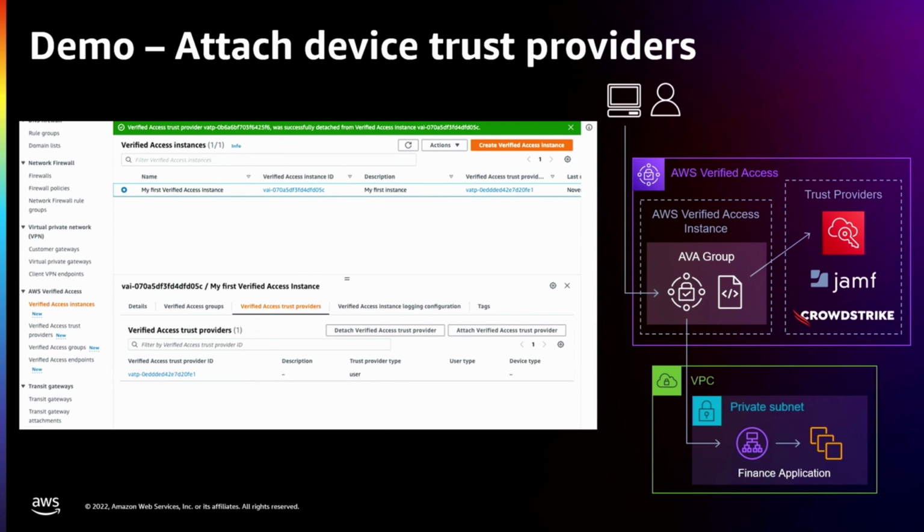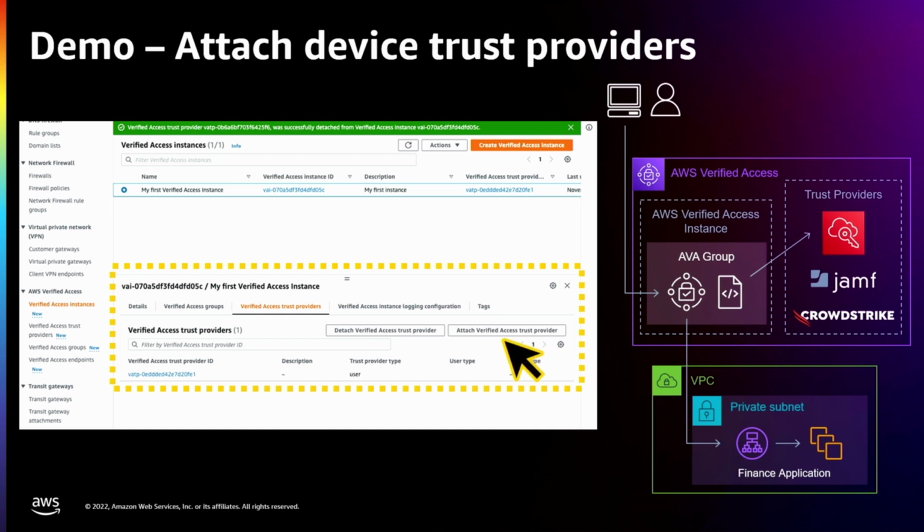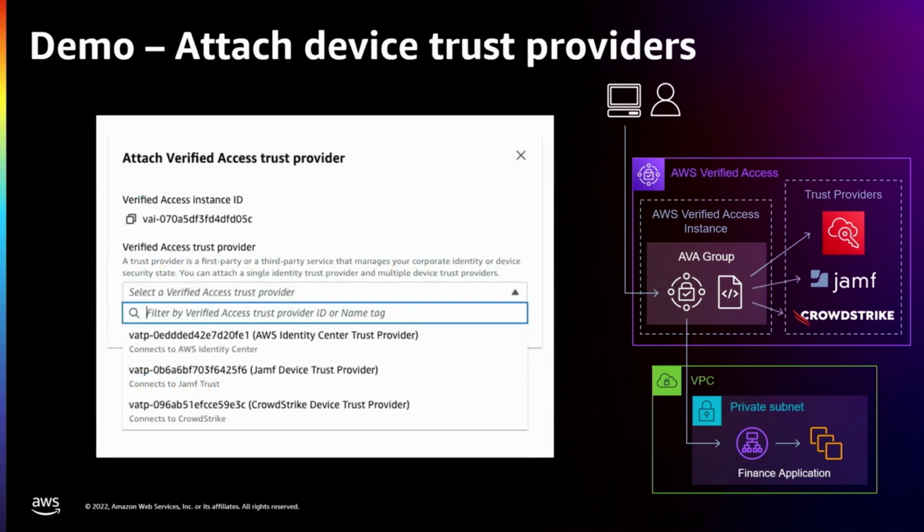Now I need to attach these trust providers to my instance. So I'm going to go to the Trust Providers tab on my instance and click Attach Trust Provider. Then this pop-up will come up, and two times, I'm going to select each trust provider, and that'll be attached to my instance. So now I need to update my policy.